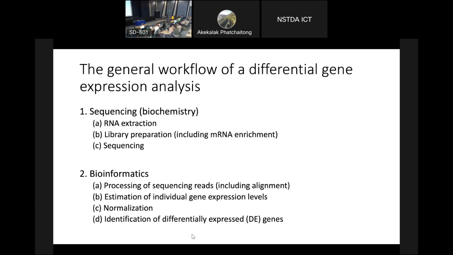Now, the general workflow to do a differential gene expression analysis, which is something you do at the end, but there's so much that needs to be done before you get to the destination. So this can be largely broken down into two parts. One is the sequencing or the biochemistry part, and the other one is the bioinformatics part. And for the sake of completeness, I will briefly go through these also before we jump onto the bioinformatics part. And those of you who do wet lab, this is an ode to you.